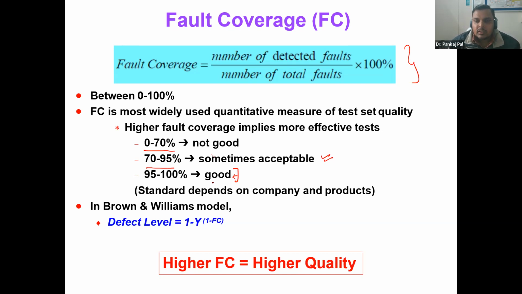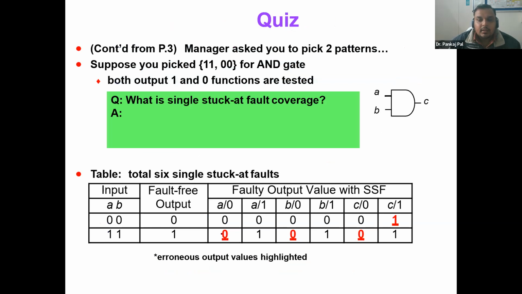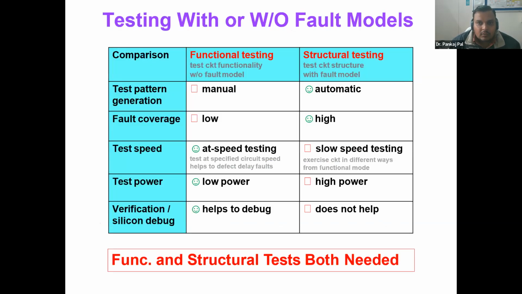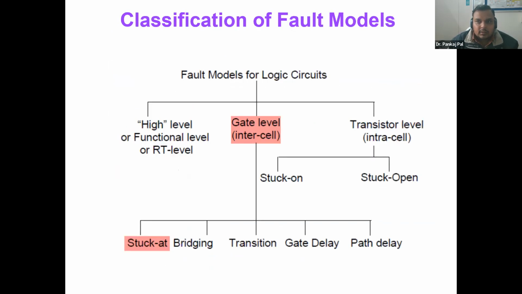So most of the costing will come in from the testing side as well. If you want a higher quality, then you have to pay more for that, because higher quality means more fault coverage. Now I'll directly come to the classification of faults.